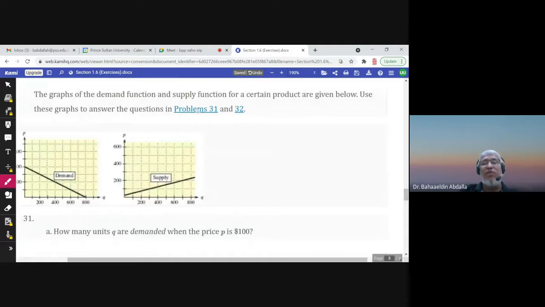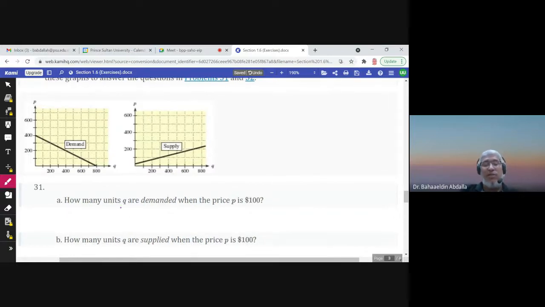Here, this is the demand function, and this is the supply function. And the question is, how many units are demanded when the price P is 100? So this is the demand function. This is the price. Here is the quantity. So if the price is 100, what would be Q? I draw a horizontal line parallel to the x-axis. Then I meet the curve, I go down, I meet Q. So Q is 600 units demanded when the price is 100.